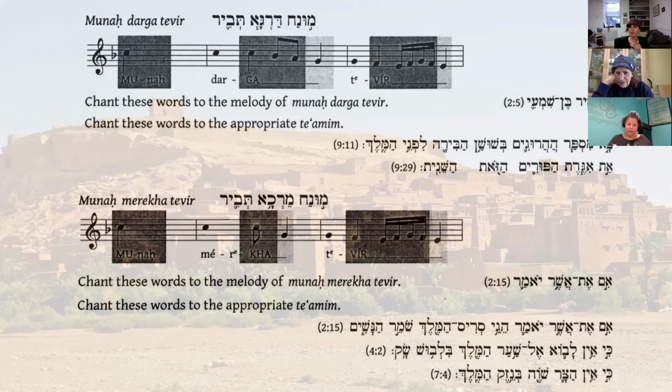I'm going to try to find this actually in the book because the screen is just not the right distance from my eyes here. I'm not seeing it very well. Okay. Found it. Okay. אם את אשר, Im et Asher. אם את אשר יאמר, הגייס איס המלך.